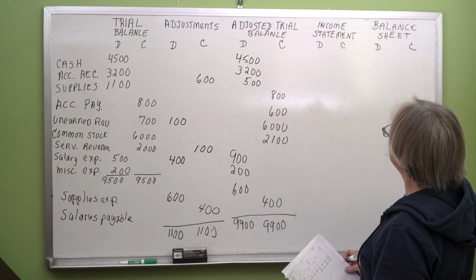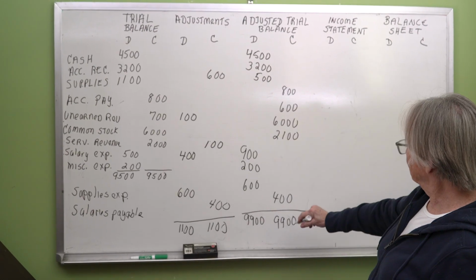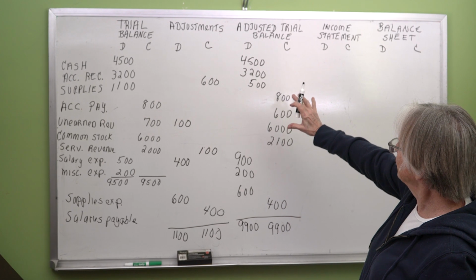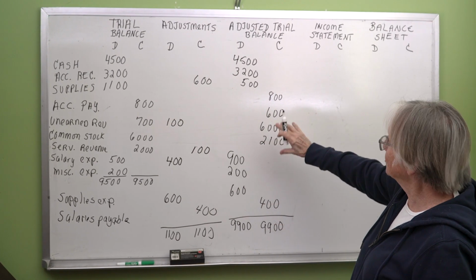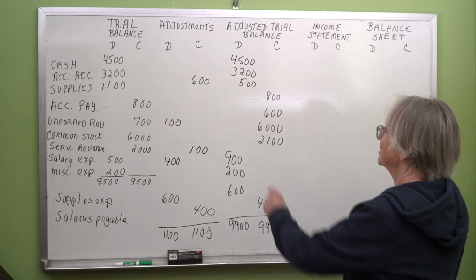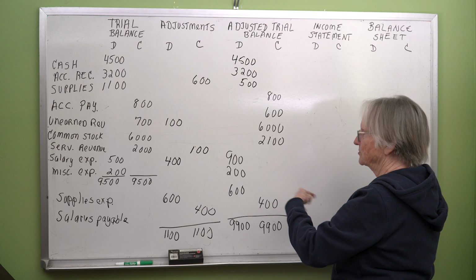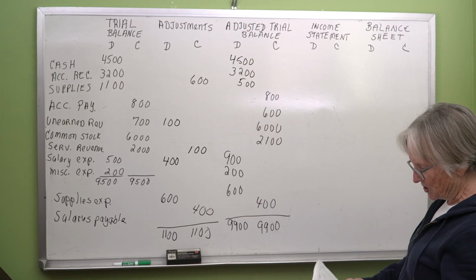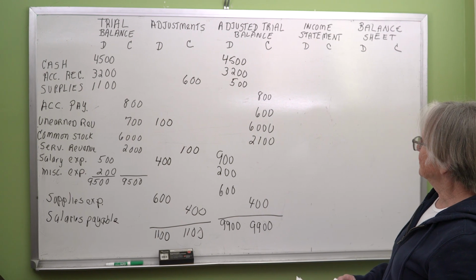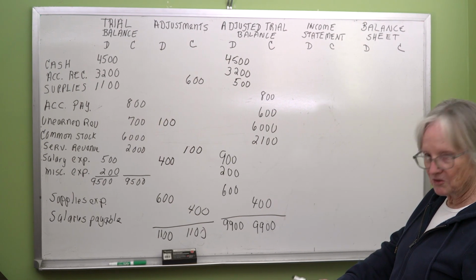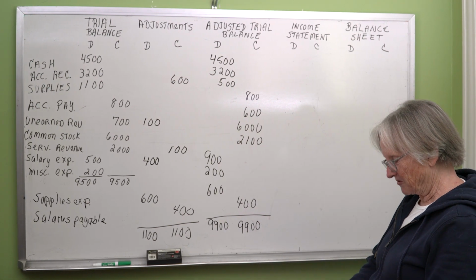Okay. So now we've got the adjusted trial balance. This updates the ledger balances to the correct balances now. We're saying, yeah, we really have 500 in supplies. Our service revenue is actually 2,100 and so forth. So now we sort out this information. Income statement is easy. That's just going to be your revenues and your expenses and nothing else. And so we'll do that first.